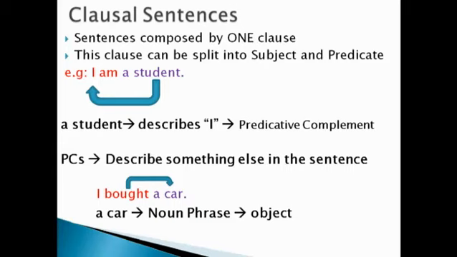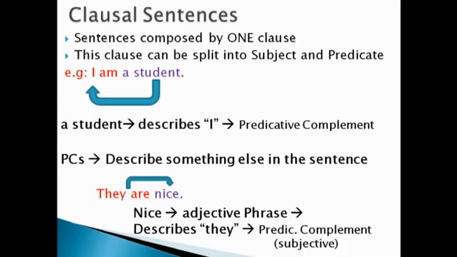In "I bought a car," what's the relationship between "I" and "a car"? I'm certainly not a car. A car is what I bought. So even though it is a noun phrase, "a car" plays the role of the object of my action of buying something.